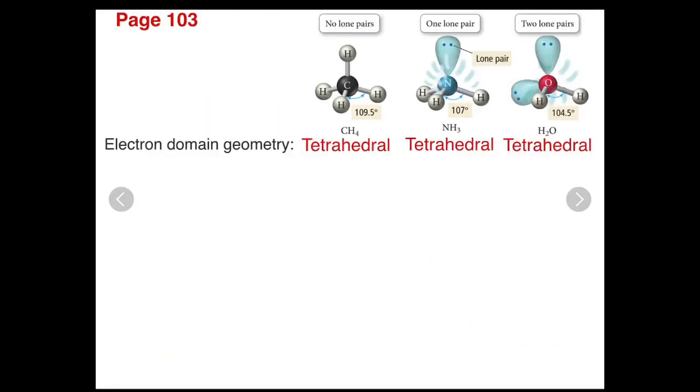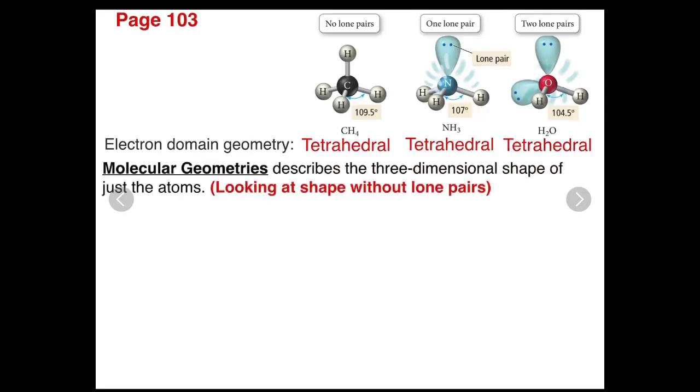Okay. All right, so the next thing we are going to take a look at is the shape of the molecule. What we are considering right now is the shape that includes all the electrons around the central atom. But molecular geometry describes the three-dimensional shape of just the atoms. So we're looking at the shape without looking at the lone pairs. Electron domain geometry looks at the shape with all electron regions included, but molecular geometry looks at the shape of the molecule by excluding the lone pairs.